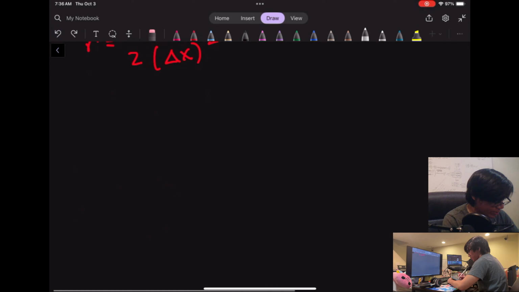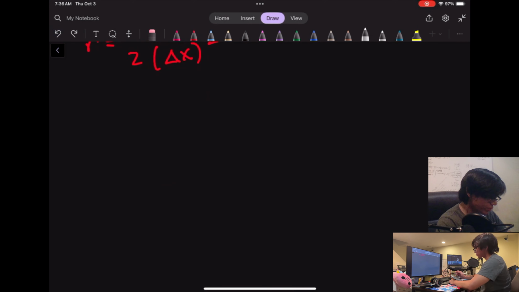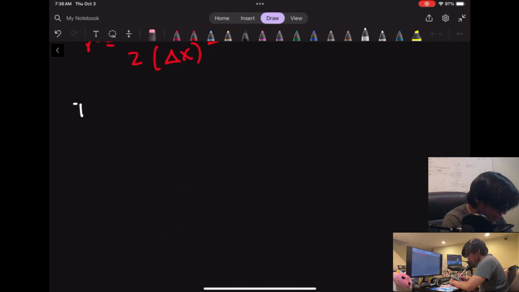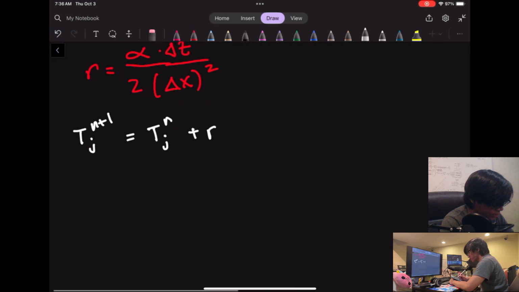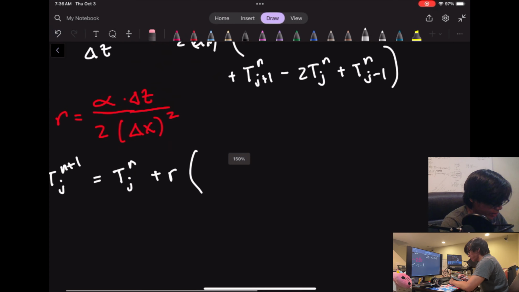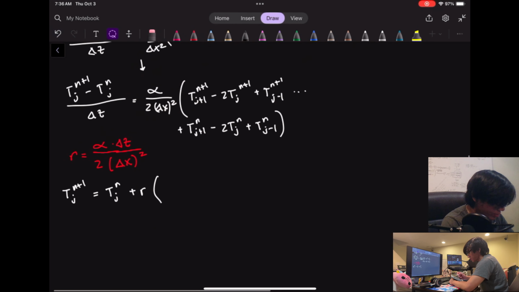So again, I move this over: T n plus 1 at the current position is equal to the previous time at the same position plus R. So we moved over our time. That's how we got our R. And then just copying down everything here. I might just do this. Let's go something like this.